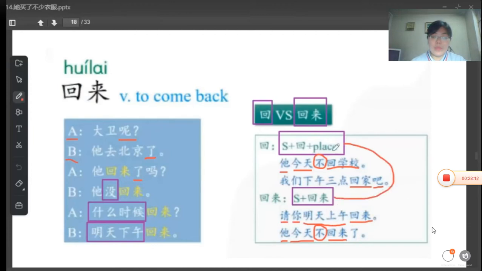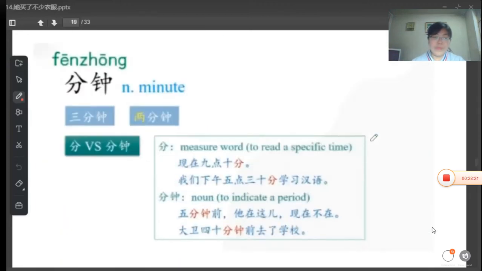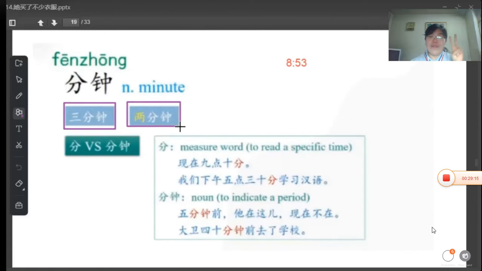Next one, 分钟. It's a noun. It means minute. Before, when we learned how to describe the time, for example, 8点53分, 分 also means minute, but we use it to describe the time. And today we learn 分钟. For example, 3分钟, 3 minutes. 2分钟, 2 minutes. So everybody, how do we distinguish 分 and 分钟? It's also very important.